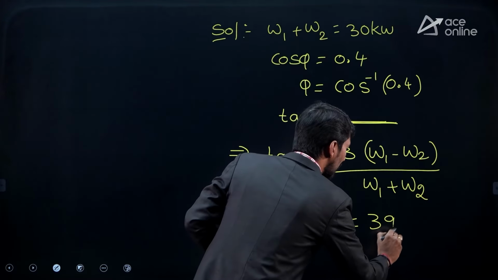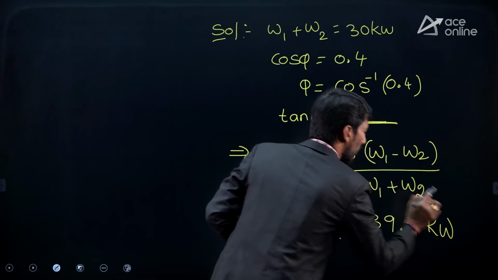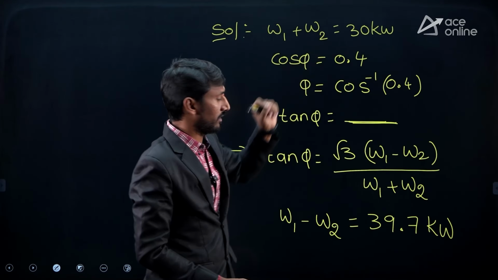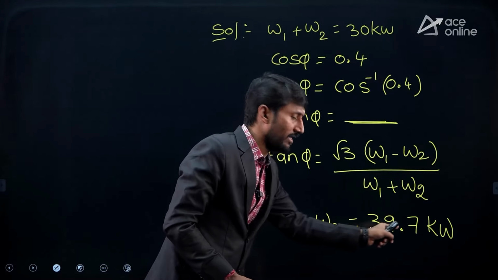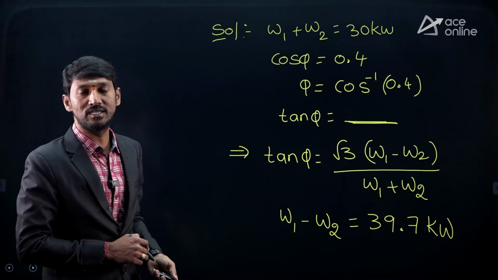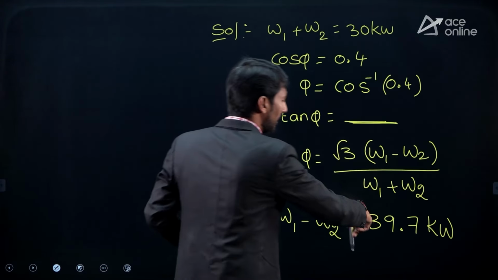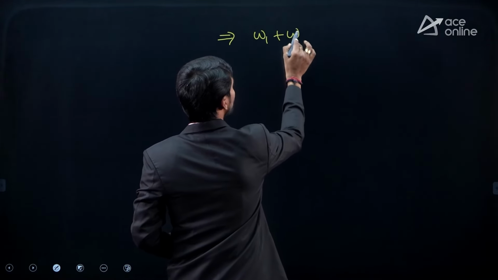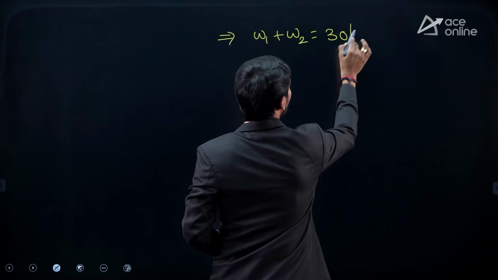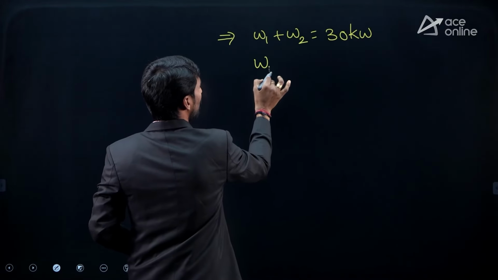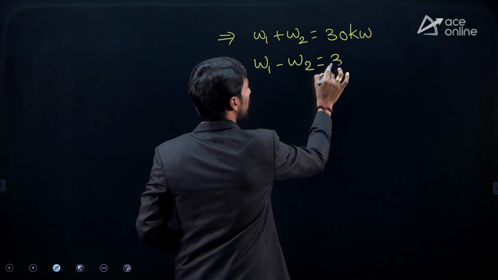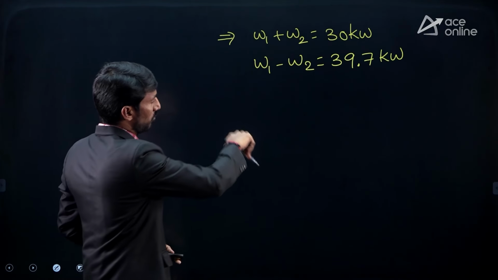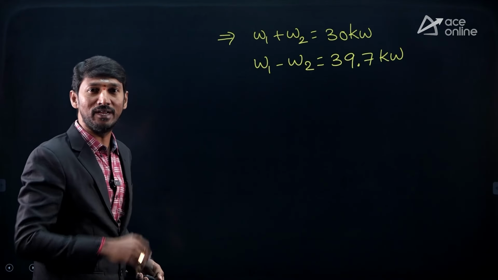You are going to have 39.7 kilowatt. Just substitute the tan phi value, substitute W1 plus W2 equal to 30 kilowatt. You are going to get W1 minus W2 as 39.7 kilowatt. The moment you get this, what you have to do simply, W1 plus W2 is equal to 30 kilowatt and W1 minus W2 is equal to 39.7 kilowatt.